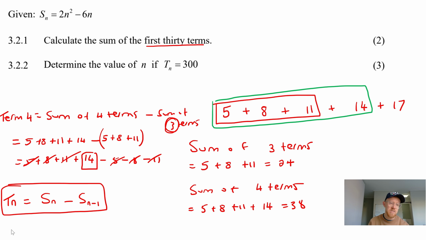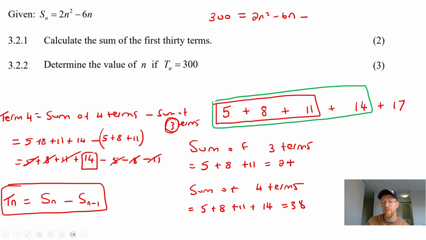To find a specific term value, you just need the sum of that term number, minus the sum of the terms one before that. So now all that we can do for this question over here is use this formula. So we can say 300 is equal to Sn. Now Sn is this. So it's going to be 2n squared minus 6n. Then the formula says minus. And now we need to minus Sn minus 1.